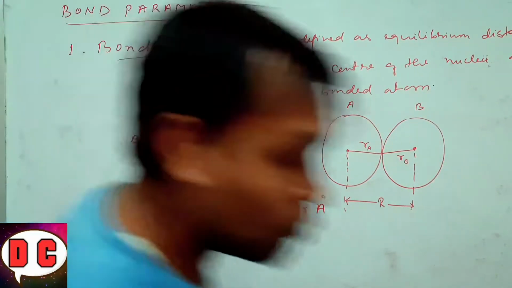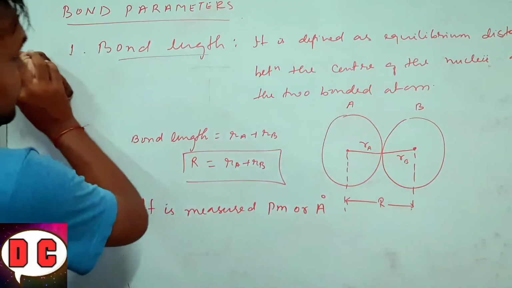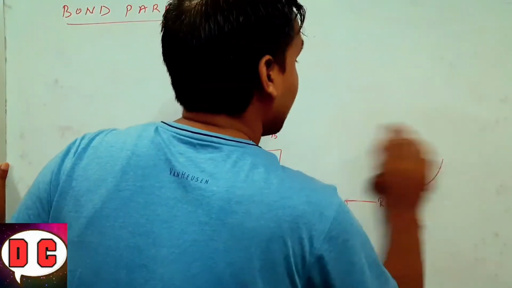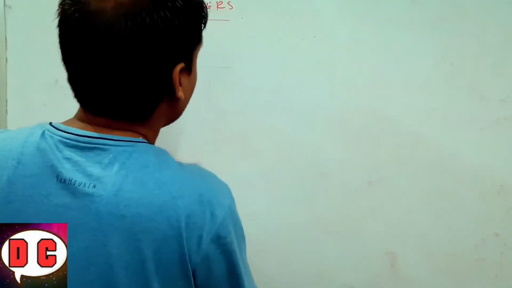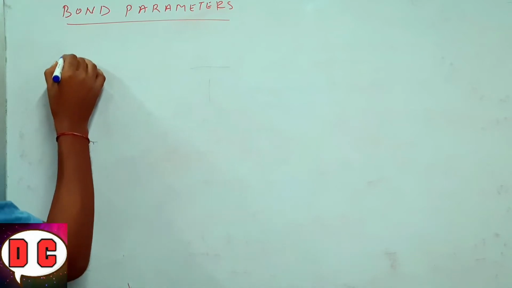Now we are going to see the factors affecting the size of bond length. We are going to study what factors affect the bond length, whether bond length increases or decreases, and on what factor this depends. The first factor we are going to discuss is bond multiplicity.